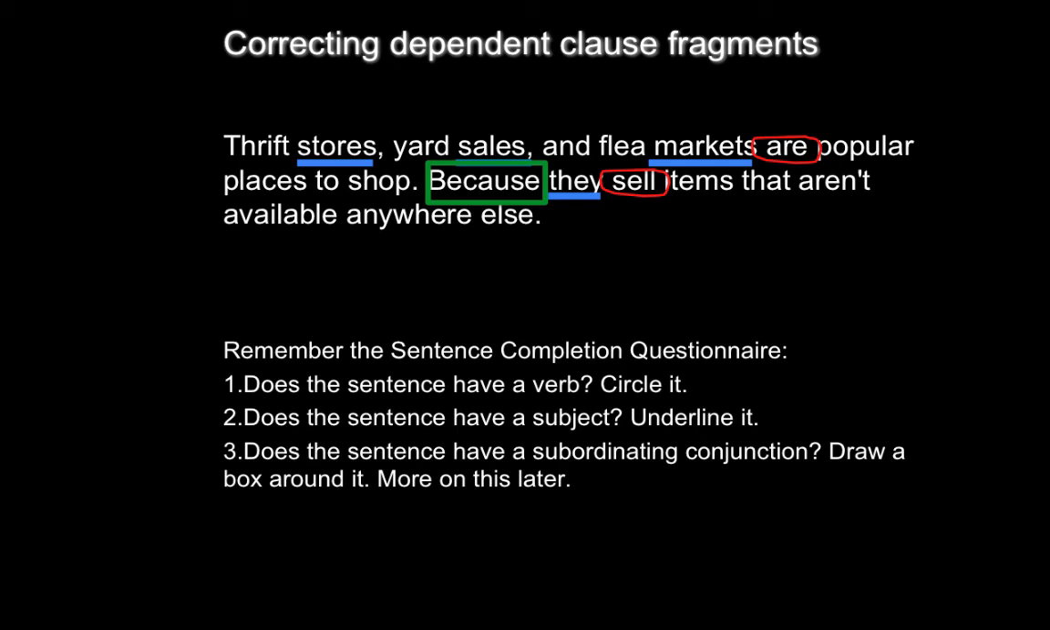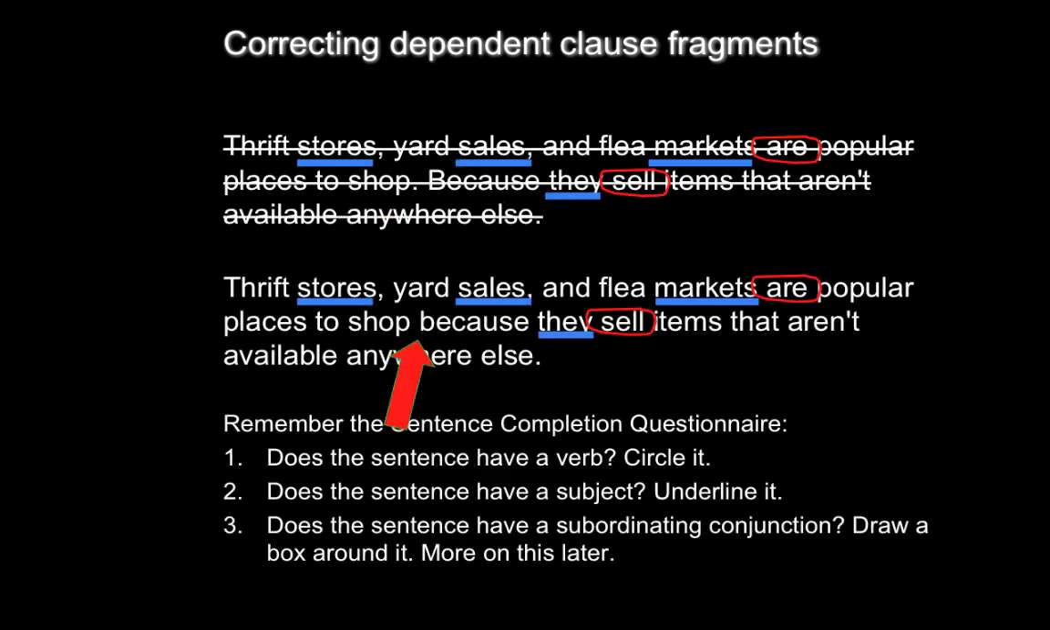If a dependent clause is written by itself as a complete sentence, which is true in this case because there's a period here, it forms a sentence fragment. The way to correct this sentence fragment is to delete the period between the two sentences, linking the two sentences together with a subordinating conjunction and making the new sentence correct.